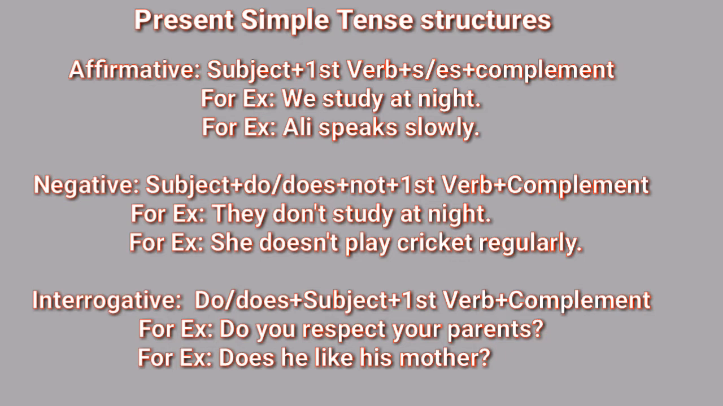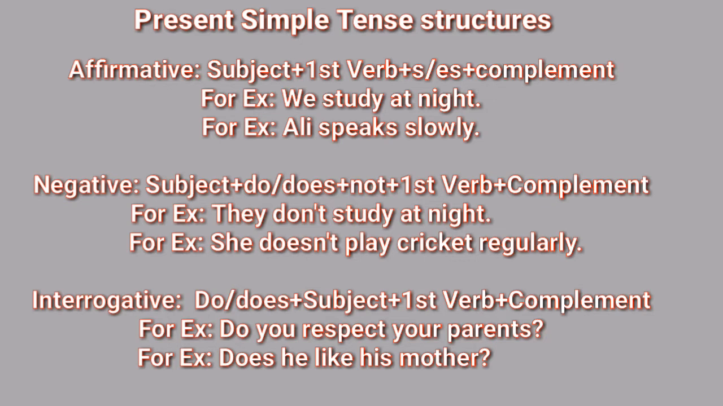Negative structure. Subject plus do plus not plus first verb plus s or es plus complement. For example, they don't study at night. She doesn't play cricket regularly. So when do is used in a sentence and the subject is singular, we do not add s or es to the verb. We add es to the word do.